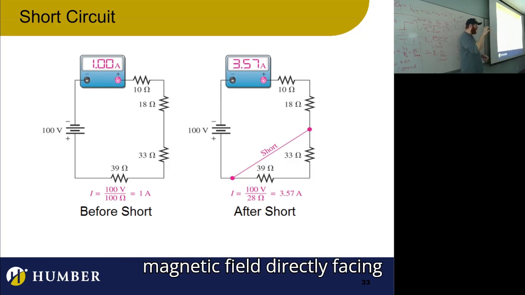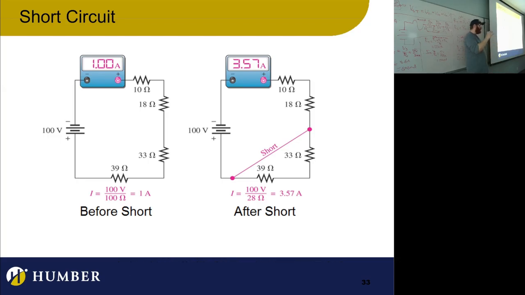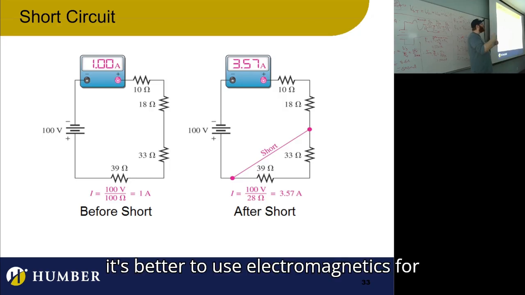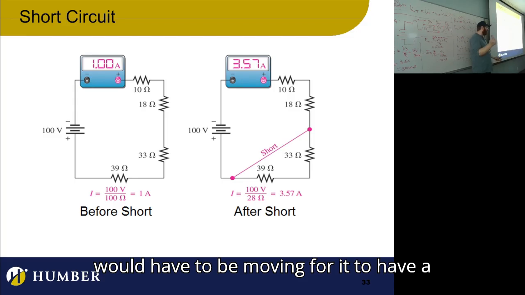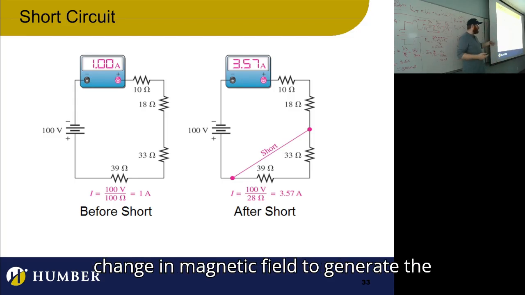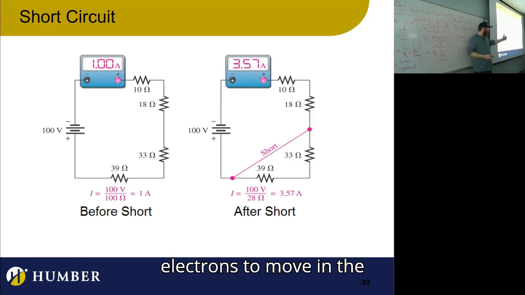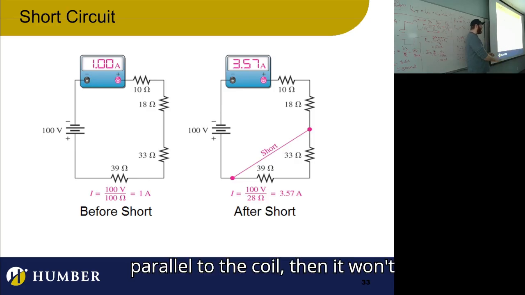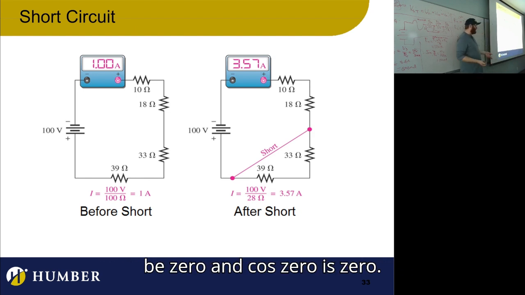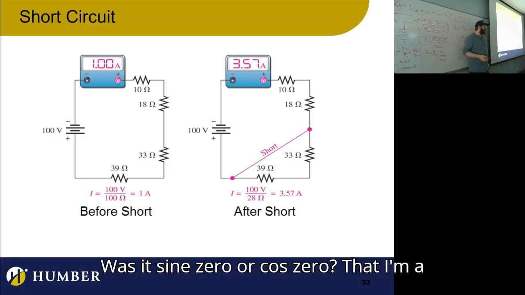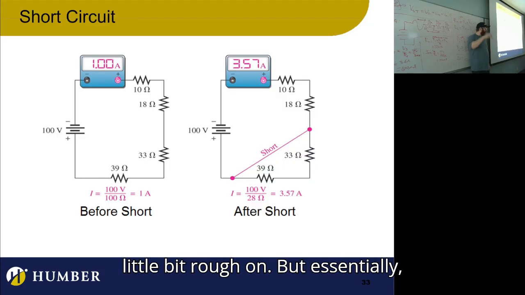So if you have the magnetic field directly facing the coils, that's when you're going to have a transfer, and it's better to use electromagnetics for the example, because the magnetic field would have to be moving for it to have a changing magnetic field to generate the electrons to move in the coil. But if you had it in parallel to the coil, then it won't create any, because the flux angle would be 0 and cos 0 is 0. Was it sine 0 or cos 0? That I'm a little bit rough on.